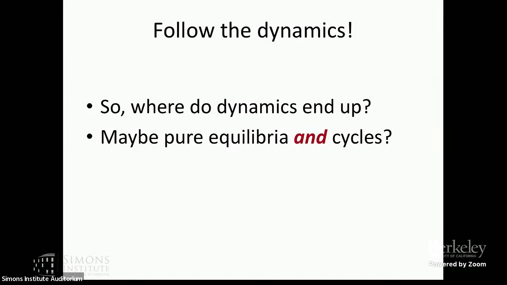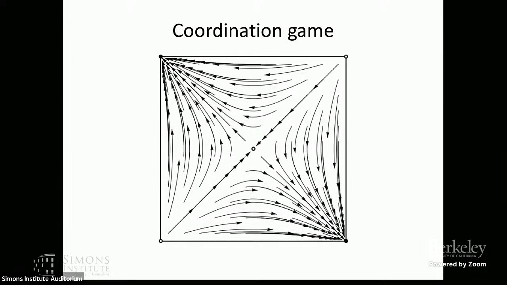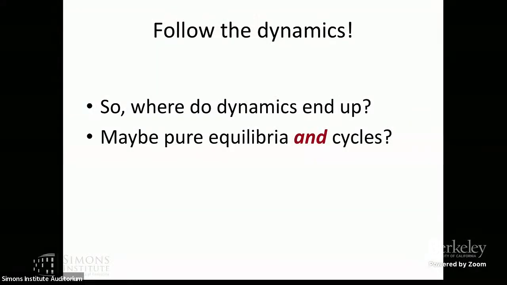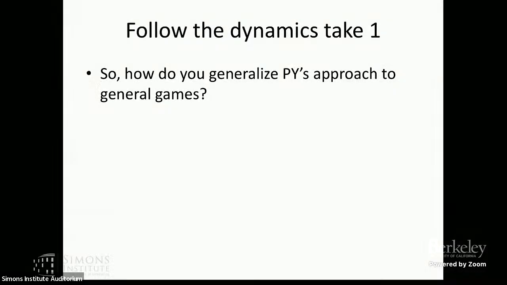So where do the dynamics end up? Maybe pure equilibria and cycles. So, you see what I'm saying? These two examples tell us that either they cycle or they end up in pure equilibria. But that's not right, because things can be very complicated, even for two-player games. So how do you generalize Peyton Young's approach to general games?